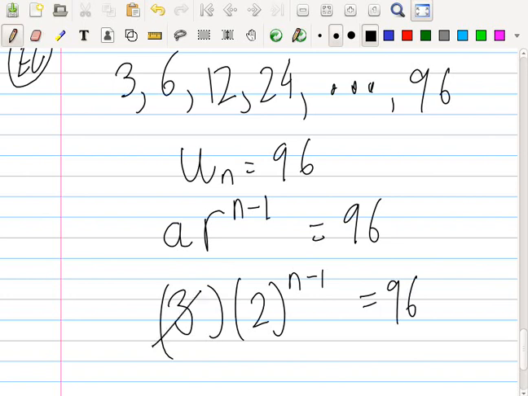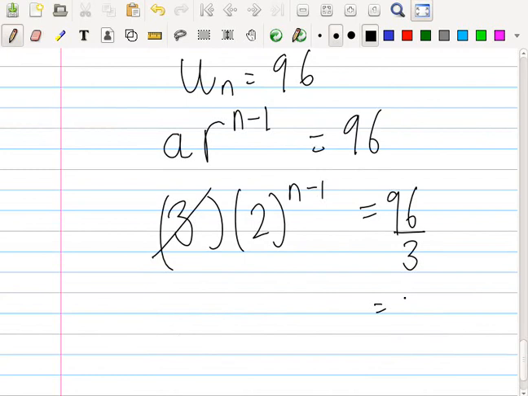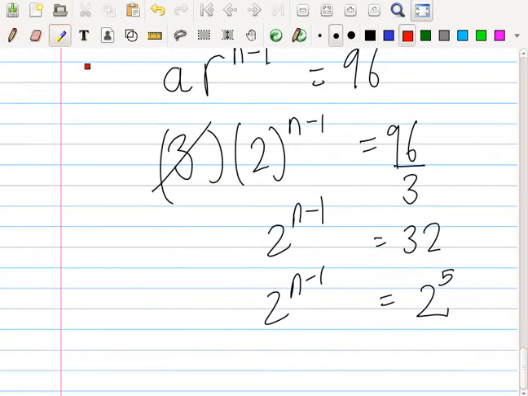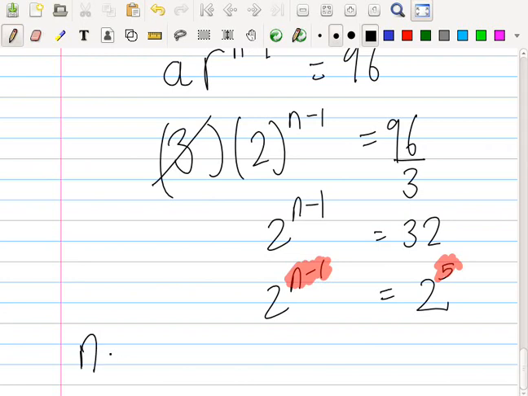So what you need to do next is bring the 3 under firstly. Okay. 96 divided by 3 is 32. Now, you may need your calculator here, but for the people who are awake, 32 is 2 to what power? Very good, 5. 32 is 2 power 5. So, what you have here is 2 power this equals 2 power this. 2 power 5 is 32. 2, 4, 8, 16, 32. You can check it on your calculator. 2 power 6 is 64. 2 power 7, and so on and so on. Okay. So n minus 1 equals 5.